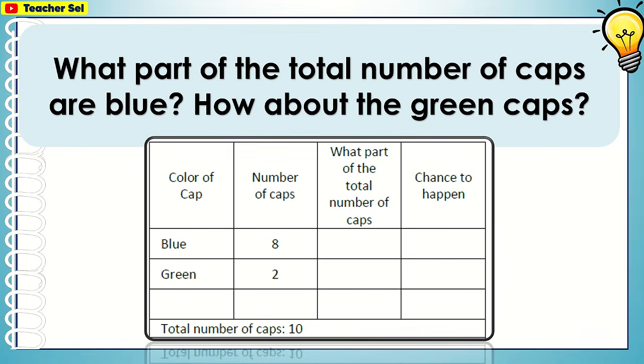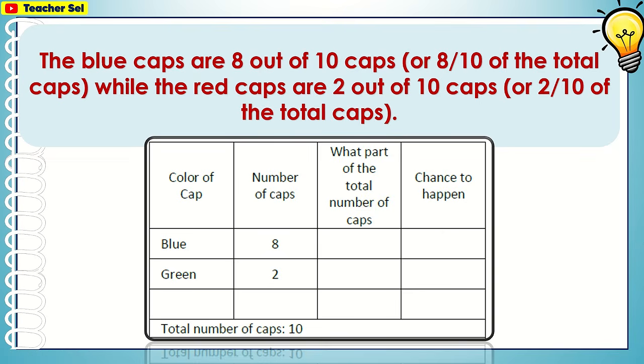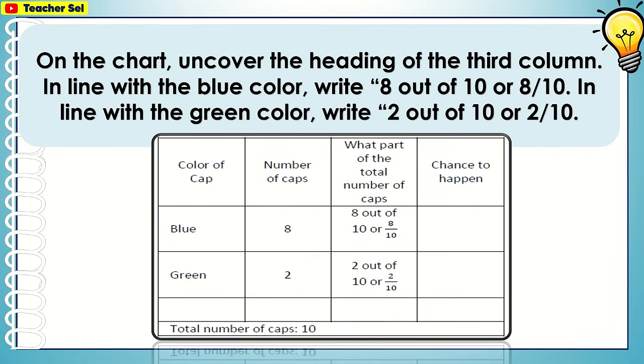What part of the total number of cups are blue? How about the green cups? The blue cups are 8 out of 10 cups or 8/10 of the total cups, while the green cups are 2 out of 10 cups or 2/10 of the total cups. On the chart, let's uncover the heading of the third column. In line with the blue color, write 8 out of 10 or 8/10. In line with the green color, write 2 out of 10 or 2/10.